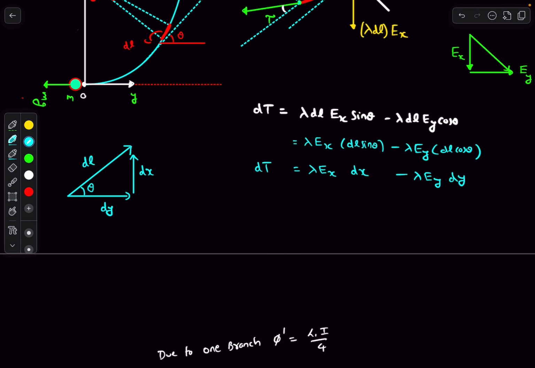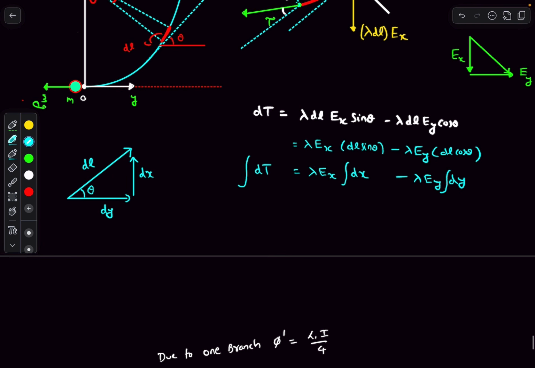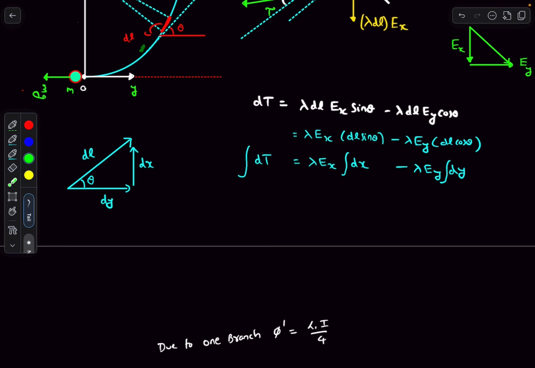So now let's move this thing aside. What I'm going to do is integrate this expression. The Ex and Ey are just constants, so we can take them out. We are starting from the origin, which is at 0, 0. The values of x and y are both 0, but the tension at this location is equal to mg. So the tension at this point is equal to mg.